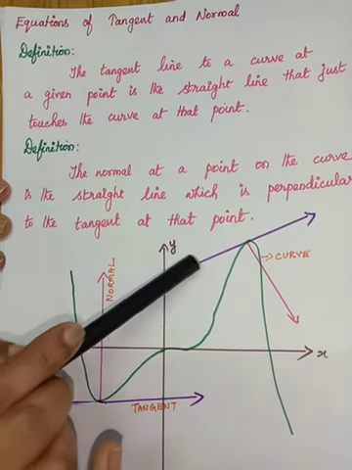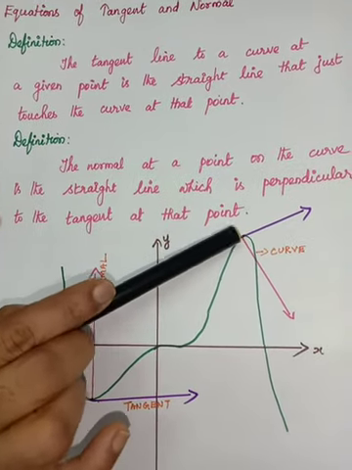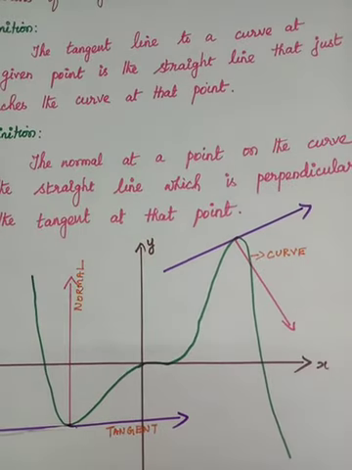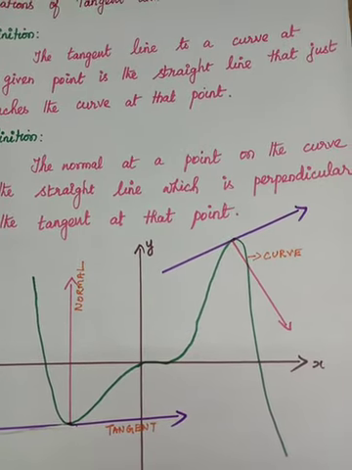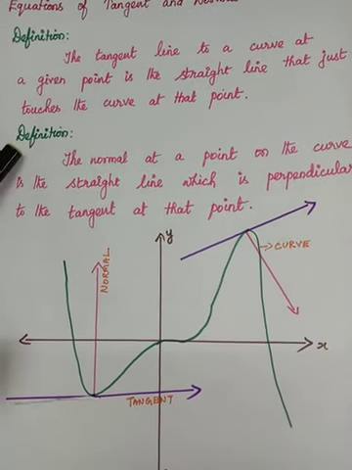It is nothing but the straight line. That straight line touches the curve at that point. So, tangent is a straight line that touches the curve at a point. Okay. So, see the next definition.